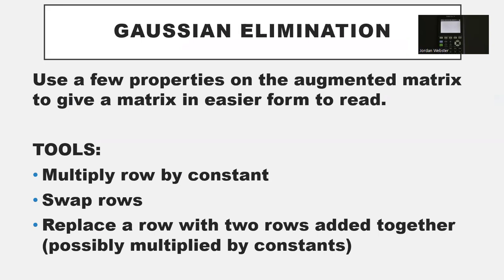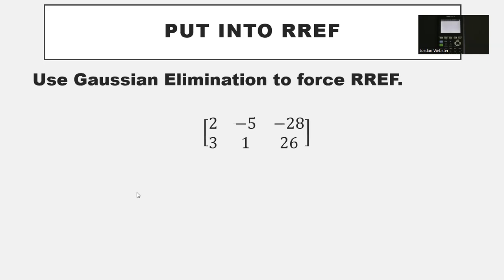form. What we can do to do that is use multiplying a row by a constant, swapping rows of your matrix, or replacing a row with two rows added together, possibly multiplied by constants. Now, your calculator is going to do all of that in the background with the RREF. So let's say we want to use Gaussian elimination and force row-reduced echelon form of this matrix. 2, -5, -28, 3, 1, 26.